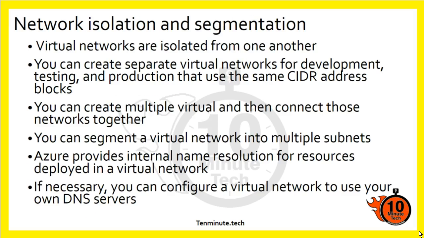Network isolation and segmentation. Your networks are isolated from each other. You can create separate virtual networks for different types of deployments, testing and production, and they can use the same address spaces if needed. You can create multiple virtual networks and then connect those to other networks. You can segment your virtual network into multiple subnets. Azure provides the internal name resolution for you, so you don't have to deploy any DNS, but you can bring your own DNS in if it's needed.